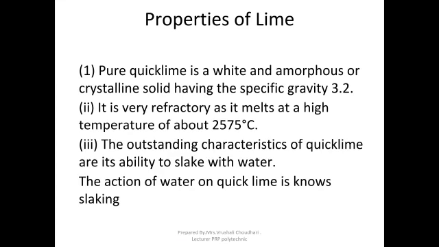Properties of lime. Pure quicklime is a white, amorphous, powdery solid. Sometimes it is crystalline also, having a specific gravity of 3.2, so it is heavier than water. It has very high refractoriness. What is the meaning of refractory? It is stable up to 2575 degrees Celsius, meaning that up to that temperature it does not melt. It has a quite higher melting point than other metals also. Due to that, we use lime for making refractories.